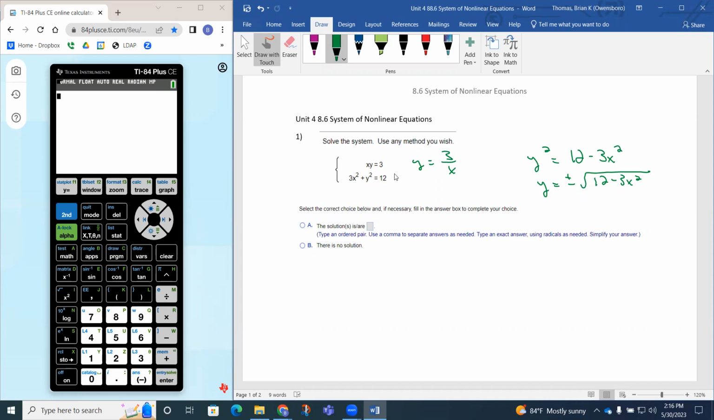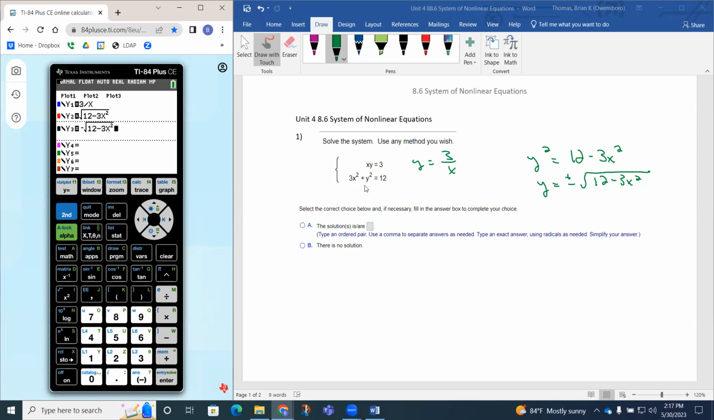We can graph them. If we look at the graphs, we have y equals 3 divided by x. But when I graph the second equation, I actually have to graph two functions to make it work. As it is, it's not a function, but if I break it apart, I can graph these two individual functions, which will make the whole. So the square root of 12 minus 3x squared, and then the opposite of the square root of 12 minus 3x squared.